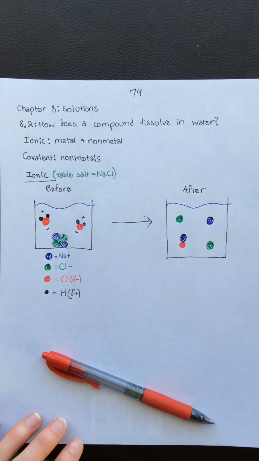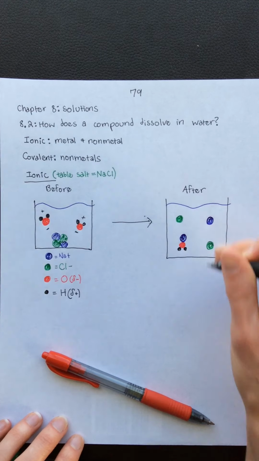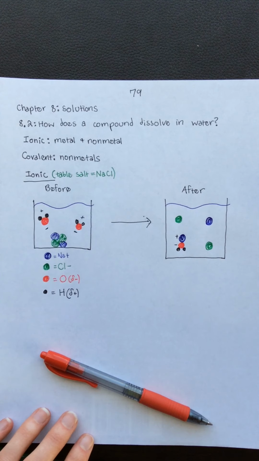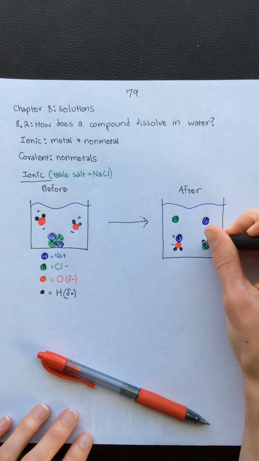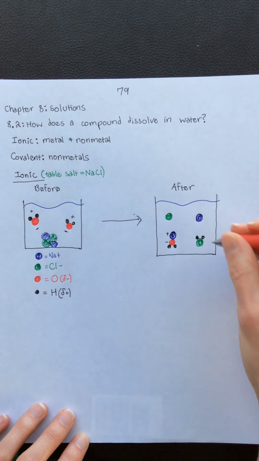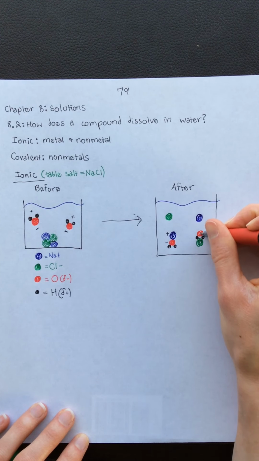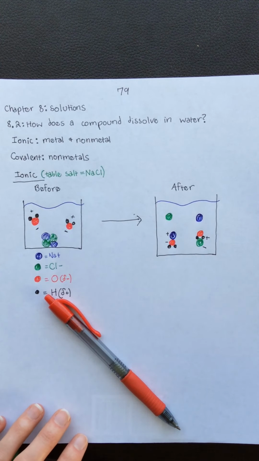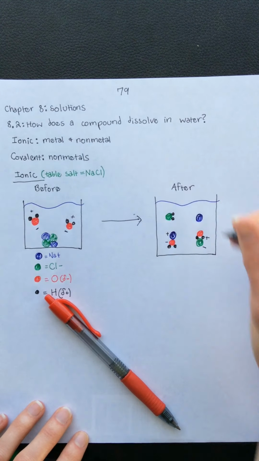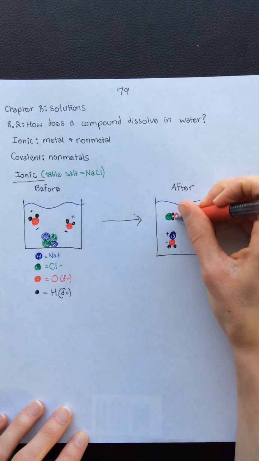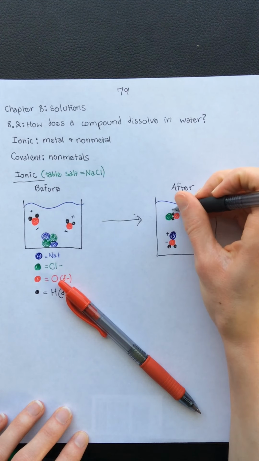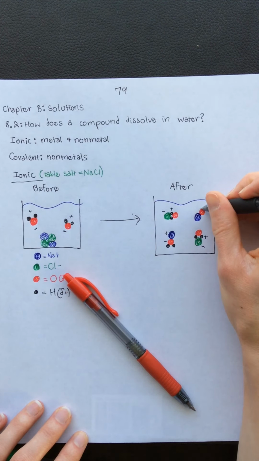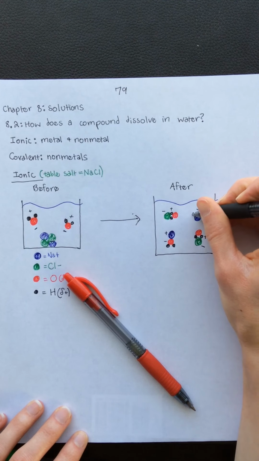So this water molecule is going to be kind of stuck to this sodium ion because the sodium ion is positive and the water is negative right there. Our hydrogen sides of water are going to be attracted to the negative chloride ions, again because the hydrogen is positive and the chloride is negative. So this is all just about opposite charges attract. So the positive side of water is attracted to the negative chloride ion, and the negative side of water is attracted to the positive sodium ion.